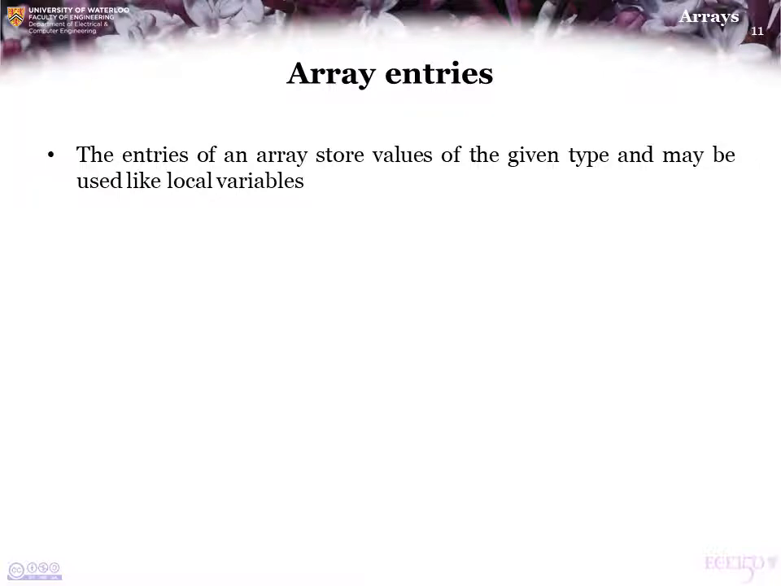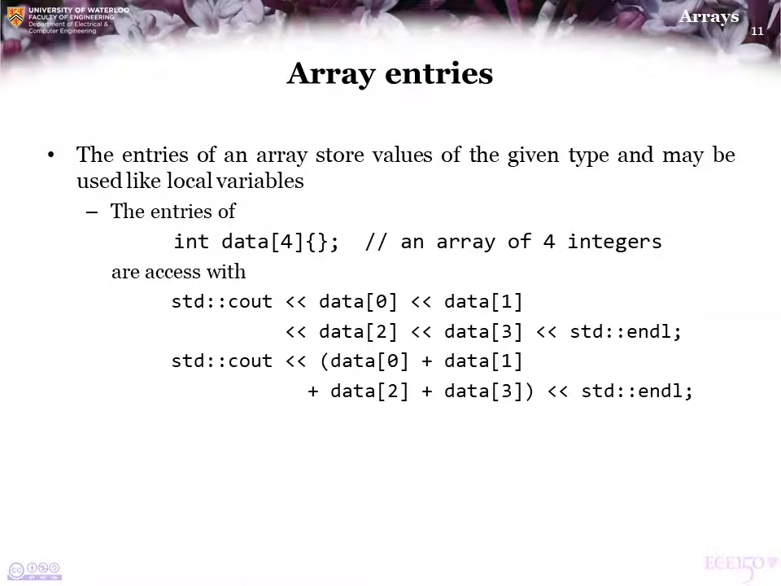Now, the entries of an array store values just the same way as a local variable may store such a value of the given type. We can use these just like local variables. So here, for example, data is declared to be an array of 4 integers. We can access these by using square brackets to store the index, and the indices for an array of size 4 always go from 0 to 3.